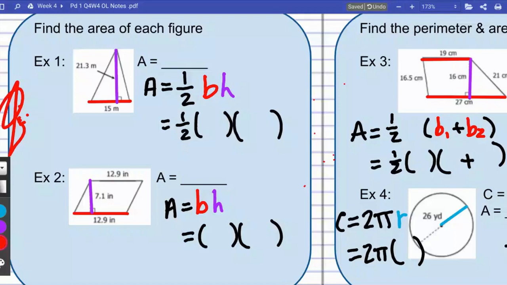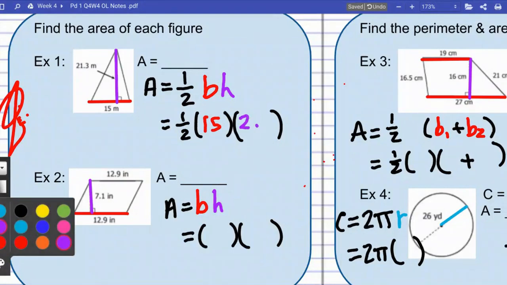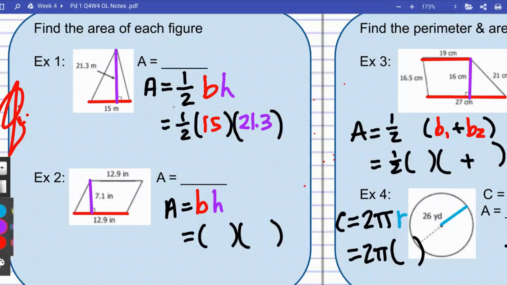Formula's area equals 1/2 base times height. We know the base is 15 and the height is 21.3. So we're going to multiply those together, 15 times 21.3. And then we're going to divide that answer in half. And we get area is equal to 159.75.